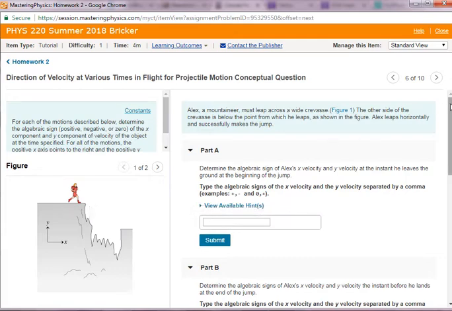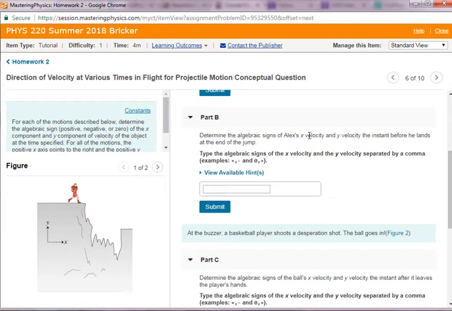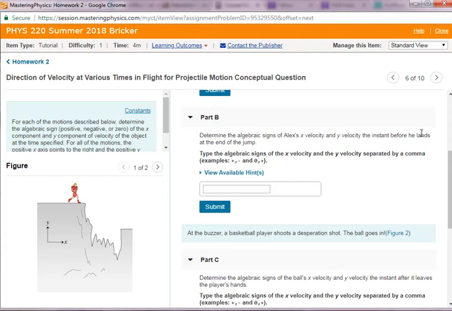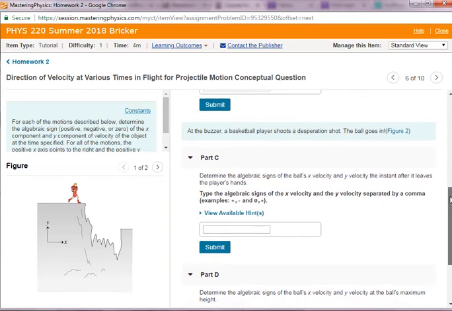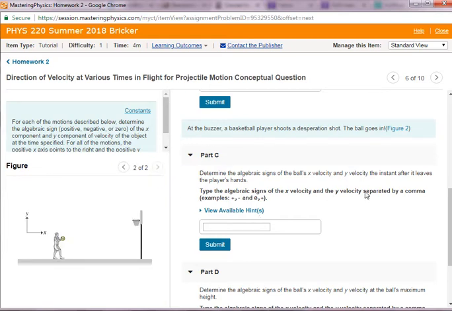Okay, let's see. Part B, determine the algebraic sign of the x velocity and y velocity the instant before he lands. Okay, x velocity is still positive, but now he's picked up a y velocity, so that's negative. And then I'll leave part C and part D to you. Same idea, just think of the overall velocity. So we went to figure 2. Determine the algebraic sign of the ball's x and y velocity the instant after it leaves the player's hand. So it's heading this way.